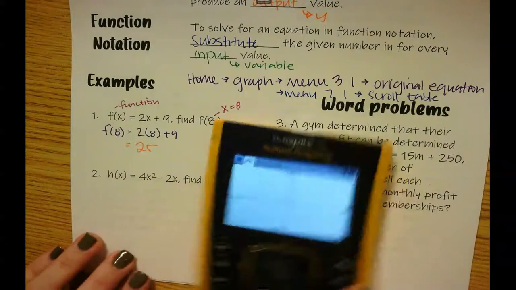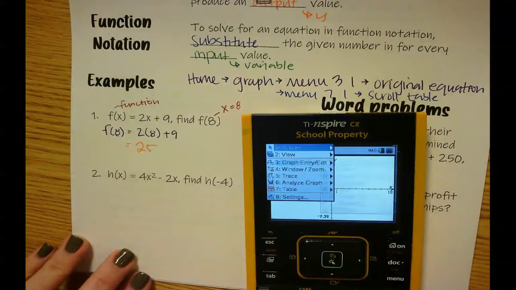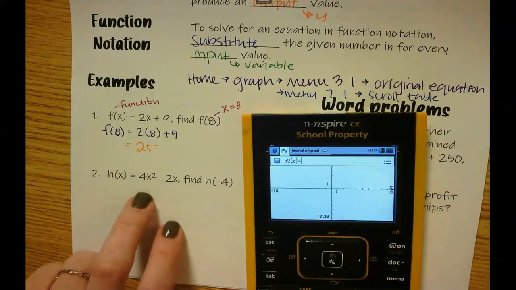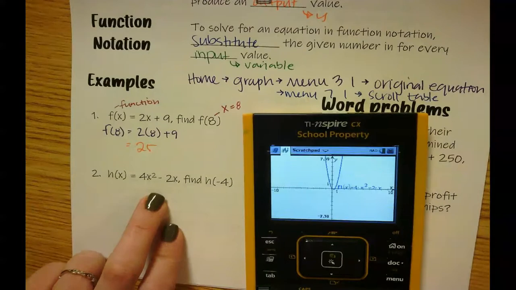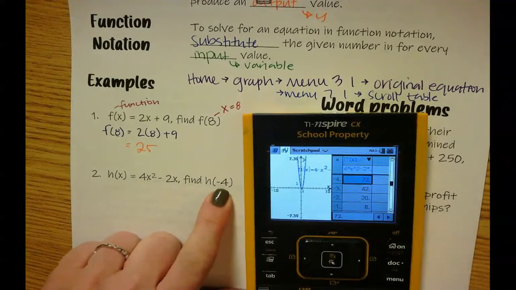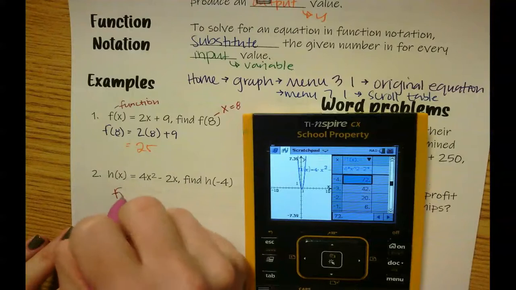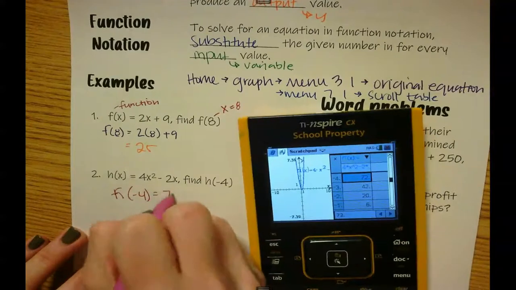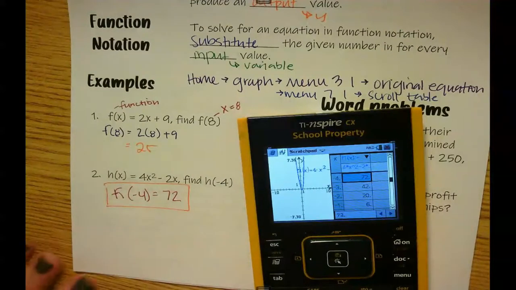So again, I've got this equation, and I can press menu 3, 1. I'm going to type this in, 4x squared minus 2x, enter, menu 7, 1, and now I want -4. So I'm scrolling up to get to my negative numbers, and when x is -4, this is h of -4, then y is 72, and this is my answer. And it's that easy.